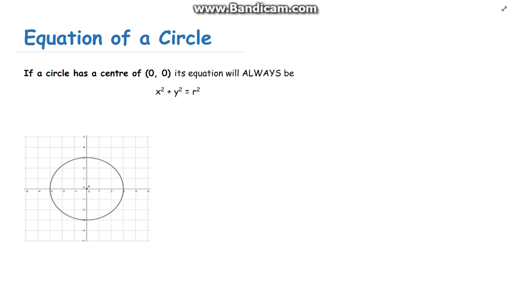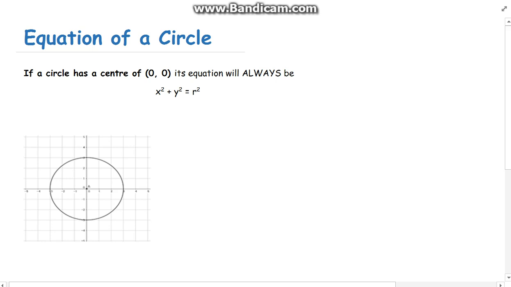So the first rule you need to know is that if a circle has a centre 0, 0, its equation will always be x squared plus y squared equals r squared. So that's just something we have to know. If a circle has centre 0, 0, the equation will always be x squared plus y squared equals r squared.